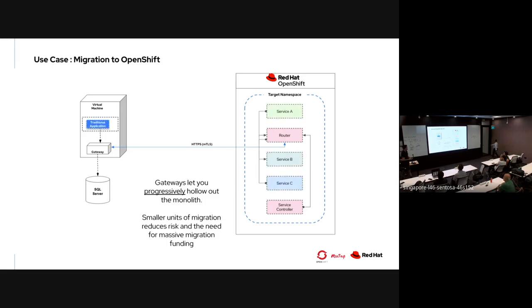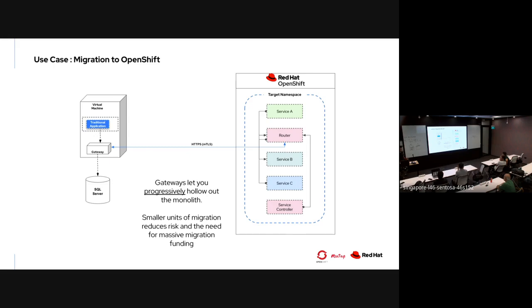The key thing is that you don't want to risk moving all of this at once, because if there is downtime, you're going to lose money. So smaller units of migration always help you reduce that risk and the need for massive funding for migrating. Progressively moving out your services and using Skupper to establish the connection between the two environments will save you a lot of risk and funding as well.